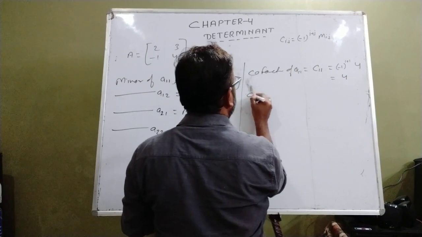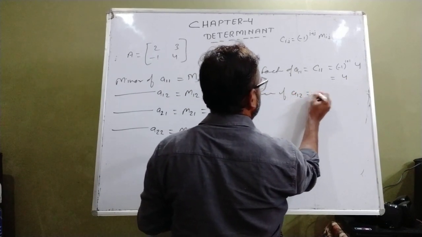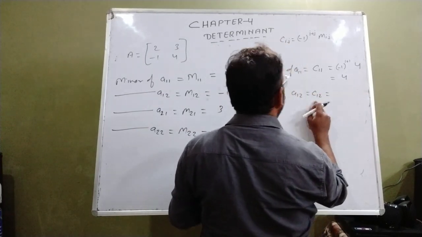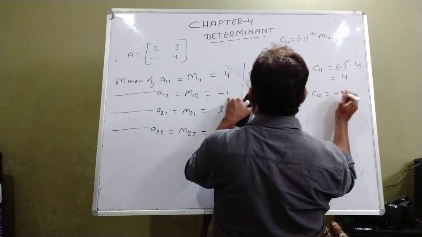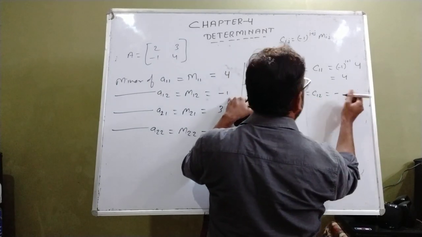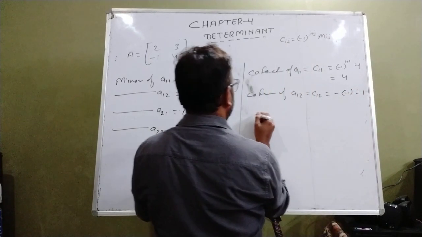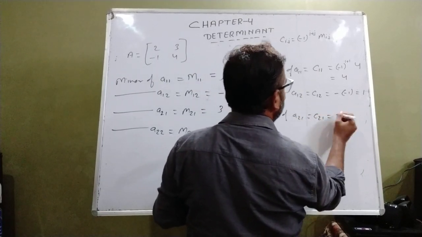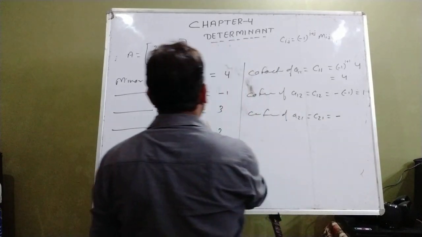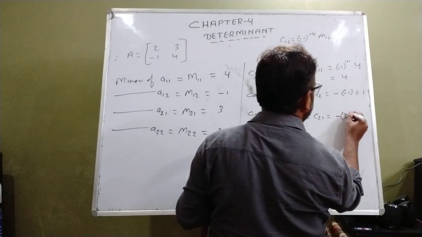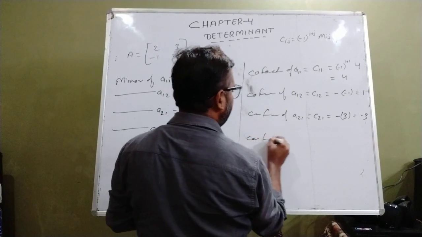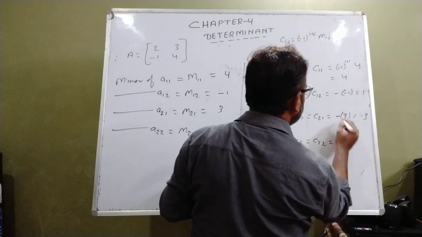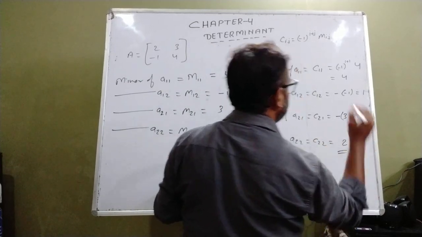Now the cofactor of A12 is C12. Definitely here, if you check, the sign will be negative. The minor we already calculated is minus 1, so minus times minus 1 equals 1. Cofactor C21: again the sign is negative, and the minor we calculated is 3, so 3 times minus 1 equals minus 3. Now the cofactor of A22 is C22. C22 means the sign is positive times 2. Then we get the value.